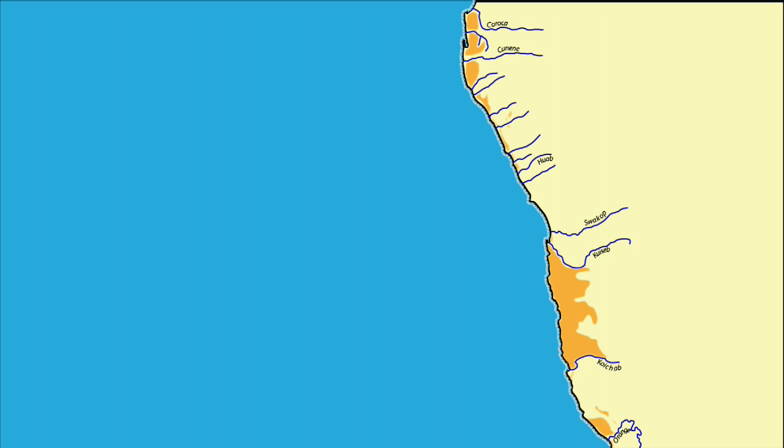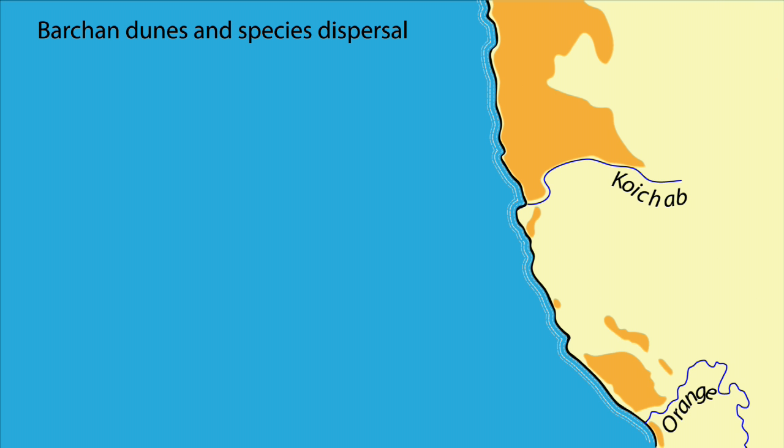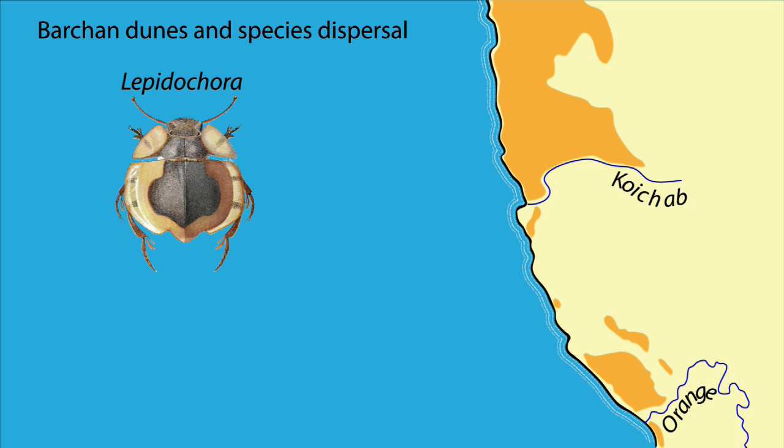Mobile Barchan dunes are an important means of dispersal of sand-dwelling beetles. One tenebrionid beetle genus, Lepidocora, was designated by Charles Koch as ultra-Psammophilous, that is to say, it is an obligate sand dweller. The genus Lepidocora is widespread through the southern and central Namib dunes. The distribution of species is disjunct, however.